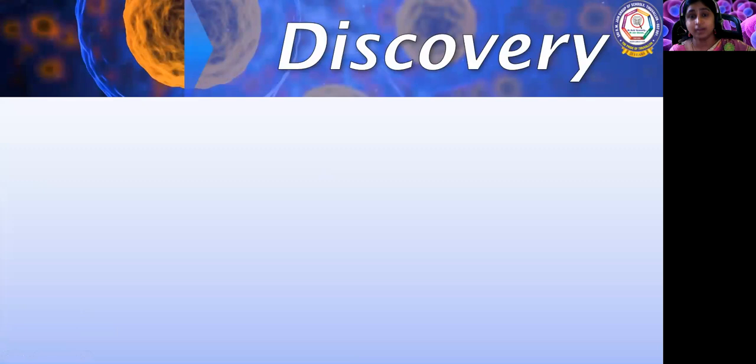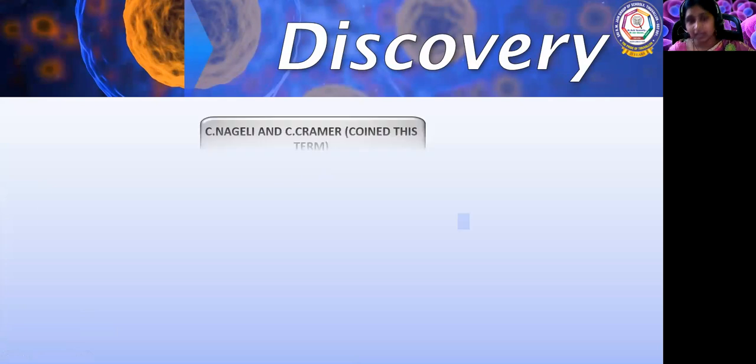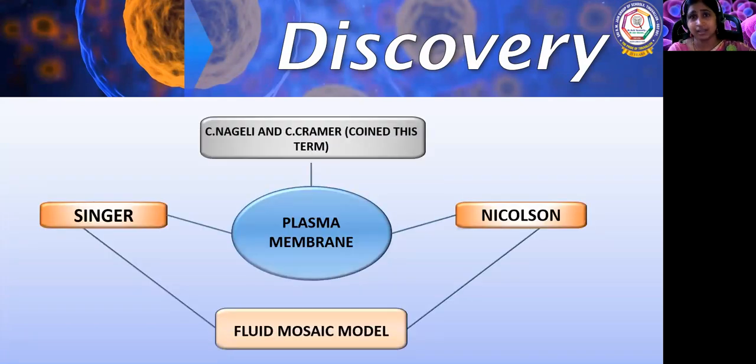Who discovered it? Various scientists came out with different models of this plasma membrane, but ultimately Singer and Nicholson gave the exact model. The name plasma membrane was coined by some other scientists. I think you can see on the screen, it is Nägeli and Cramer who coined the term plasma membrane, and Singer and Nicholson gave the fluid mosaic model. It is fluid in nature, and like a mosaic pattern, the lipids are arranged. That is where the name fluid mosaic model comes from.